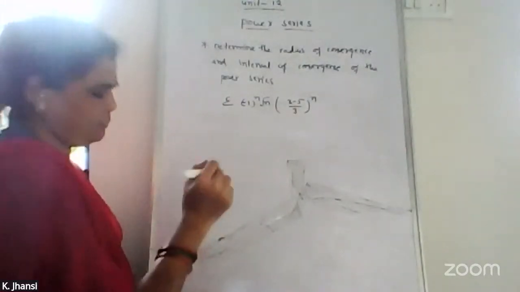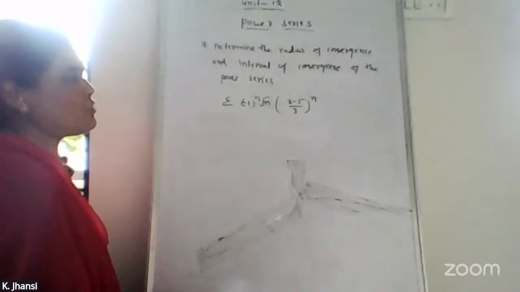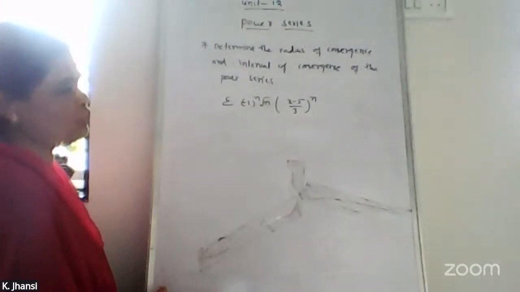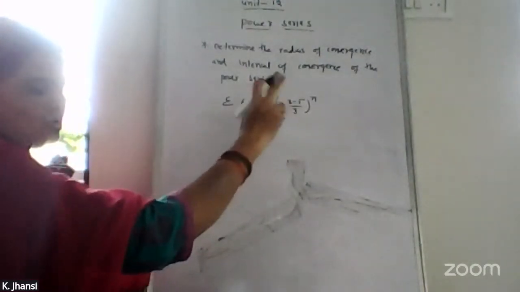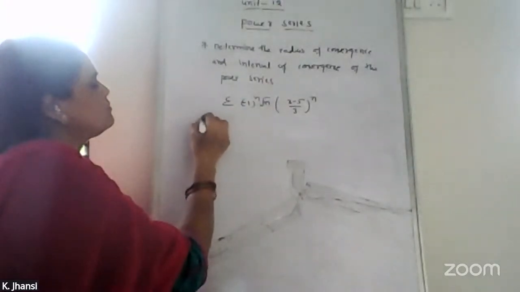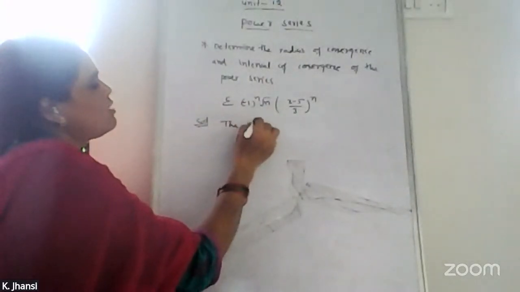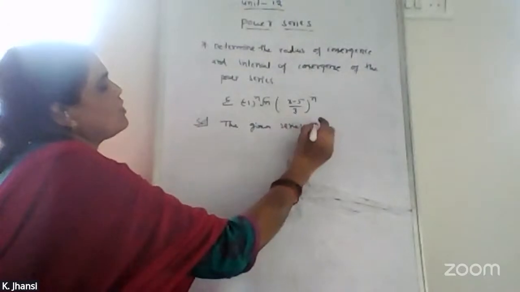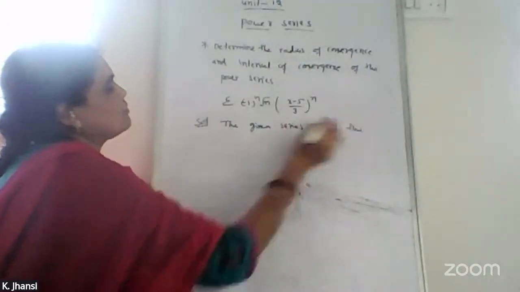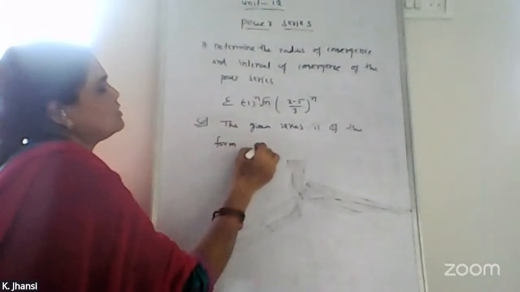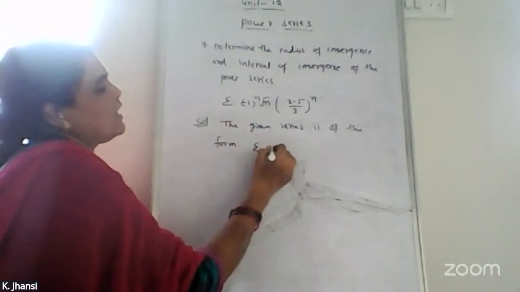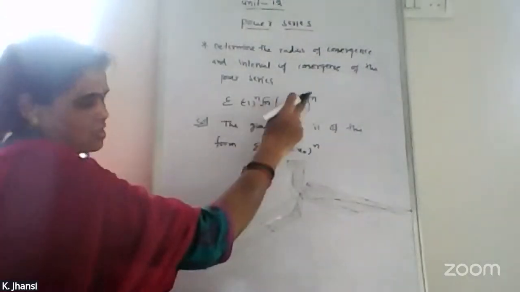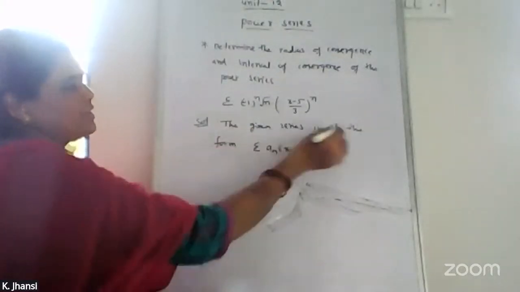Okay, this is the problem. Summation minus 1 to the power of n into root n x minus 5 by 3 to the power of n. So if you see, this is in the form of x minus x naught to the power of n form. Okay. The given series is of the form summation a n x minus x naught to the power of n. Okay. Series of the form this one.